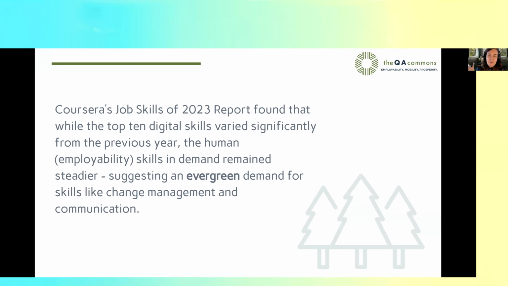Another interesting thing is that we looked at, well, I guess we're about a year and a half out now, but in 2023, Coursera's Job Skills of 2023 report was very interesting. They had split it into two sides. They had the top 10 digital skills, and they found that they varied a lot. Each year those technical skills are varying quite a lot. Actually, it's probably pretty difficult for education providers to keep up with that. By the time you put a program in place, it's on to the next technical skill. But those human skills, or as we call them, employability skills, are much steadier, and they tend to remain pretty similar from year to year. They call them evergreen, and I really like that word. Those are the skills that endure, and those are the ones that we focus on.